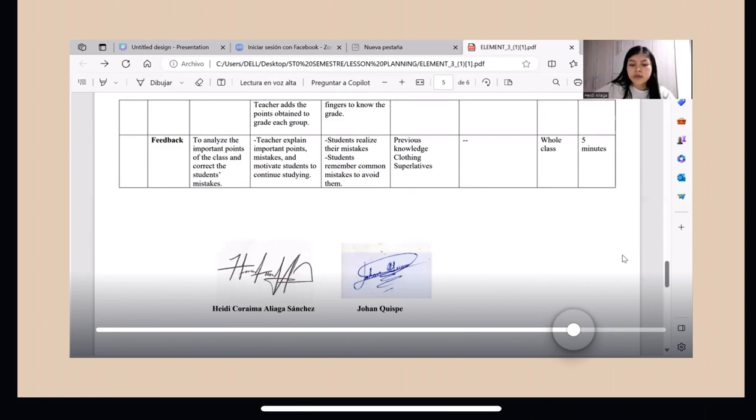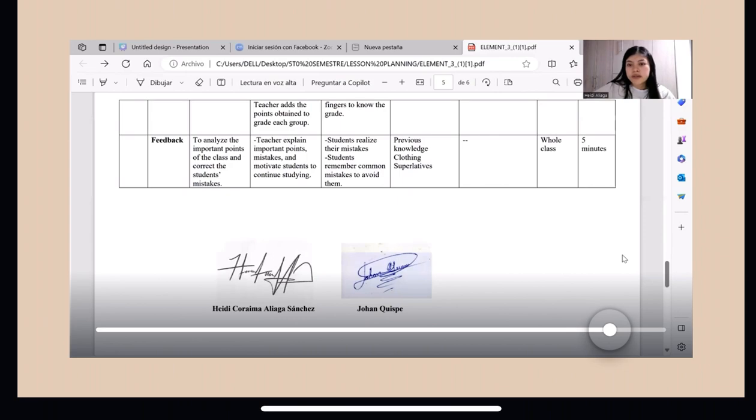And also you highlight the positive way that they work, you motivate your students to continue working, and students are going to realize their errors, their mistakes, and say, okay, I need to improve in this, because they can think. So they are going to avoid those errors. Here we need just the previous knowledge that we have studied, clothing, superlatives, and the previous knowledge that they have in their entire life of studying, of learning English.